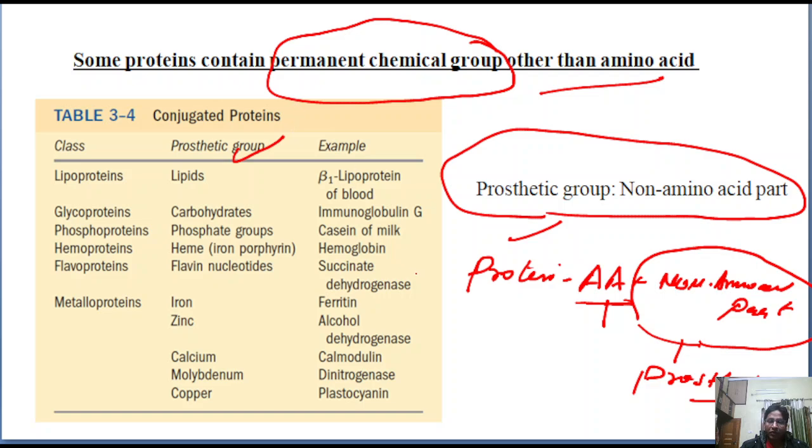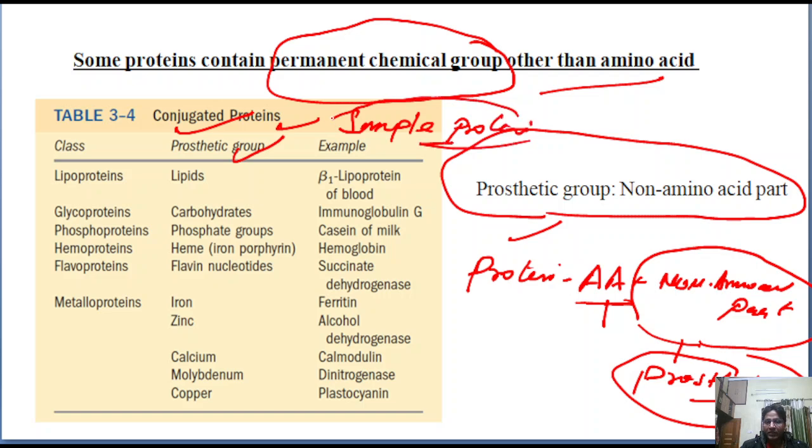The proteins which contain this non-amino acid part, the prosthetic group, are called conjugated proteins. Proteins in which no prosthetic group is present are called simple proteins. There is no chemical group in the protein; they are made up only of amino acids. And in some proteins, a chemical group is attached permanently, so such proteins are called conjugated proteins.